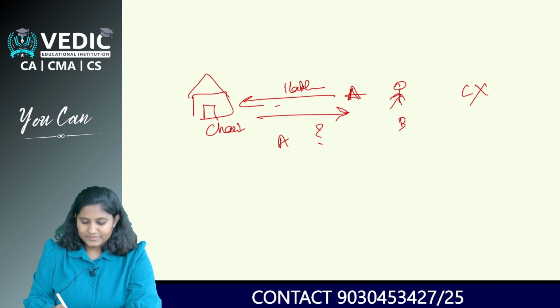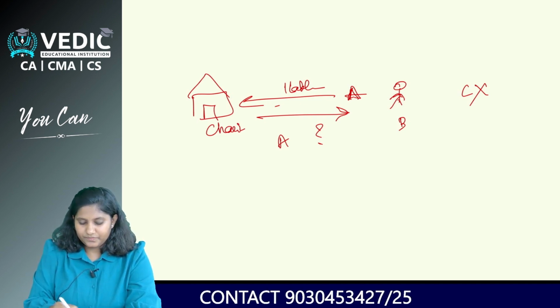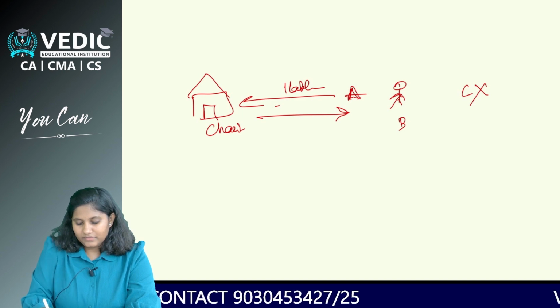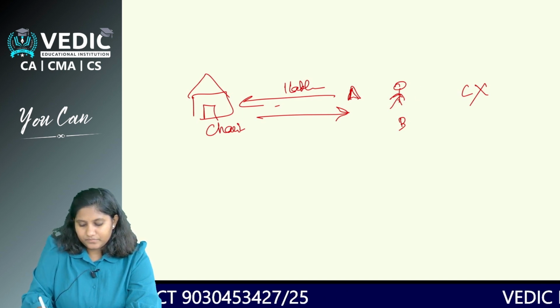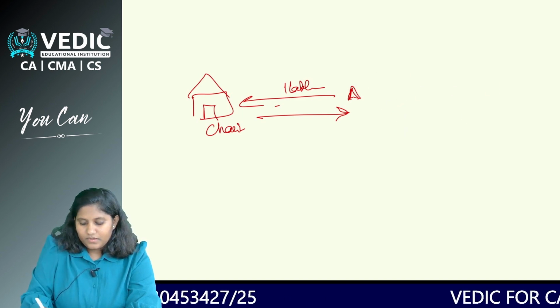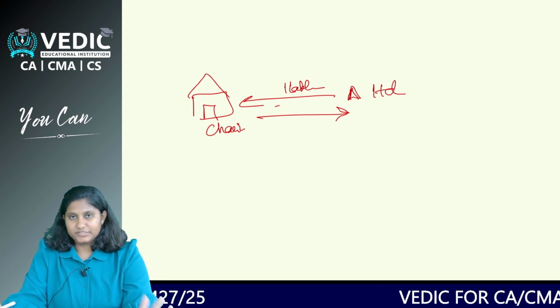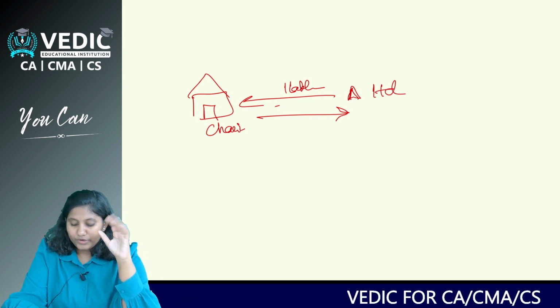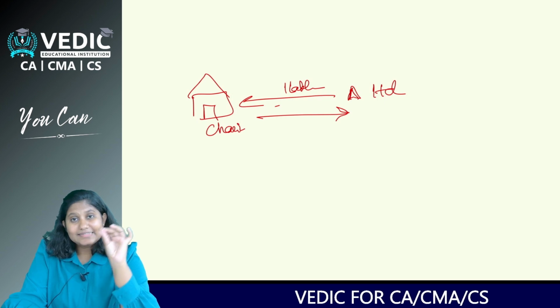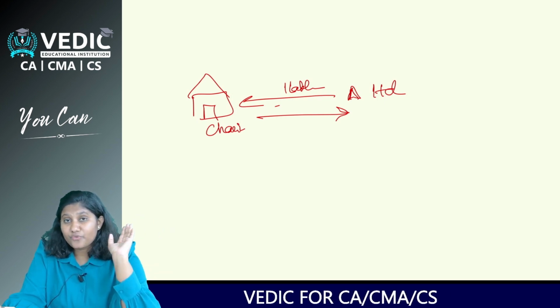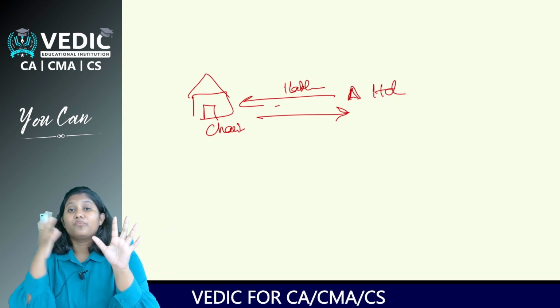Suppose in the other case, the same charitable institution, and the person A is A Limited. It's a company. What this company is doing is giving 1 lakh so that the charitable institution, whatever it is, should promote his business.